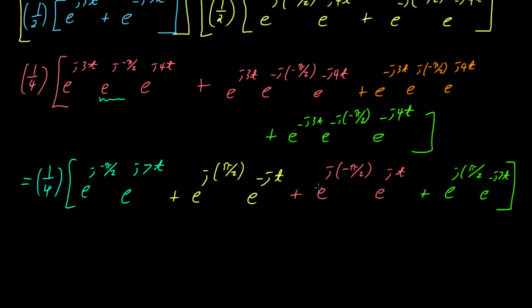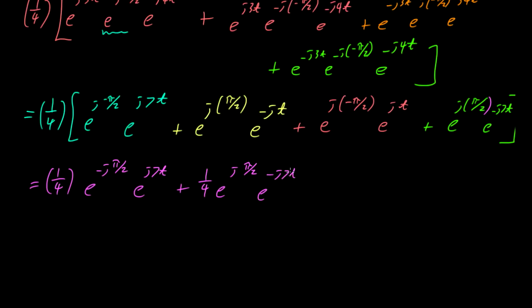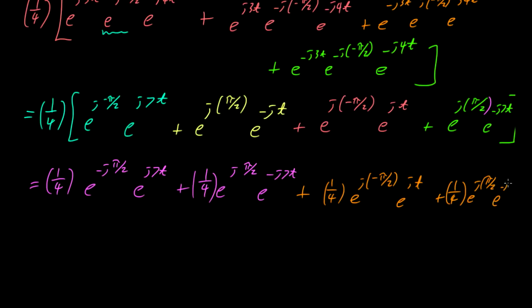The one last thing I can do that maybe makes it a bit clearer is write this like this: 1/4 e to the minus j pi over 2 e to the j7t, plus 1/4 e to the j pi over 2 e to the minus j7t, that's the 1/4 there, add on to that plus 1/4 e to the j minus pi over 2 e to the jt, plus 1/4 e to the j positive pi over 2 e to the minus jt.